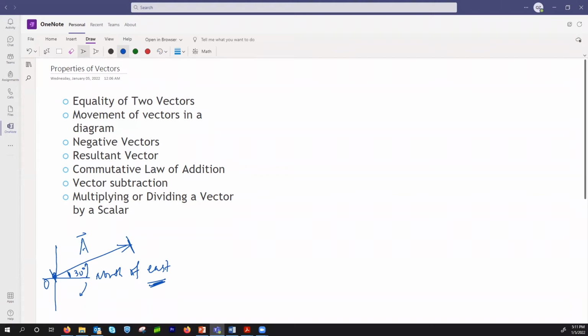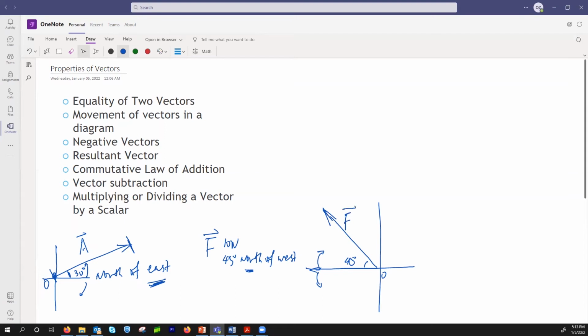Let's give another example. Assume it's 45 degrees north of west. How should we draw it? First of all, 10 Newton, and then 45 degrees north of west. First of all, west is on the left side of the coordinate system, so it should be on the left. And then west has north of west or south of west. In this case, we're looking for north of west, so we're looking for 45 degrees, which is in the middle. And this should be the vector F that we are looking for.